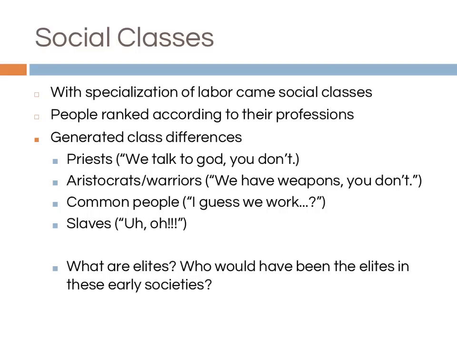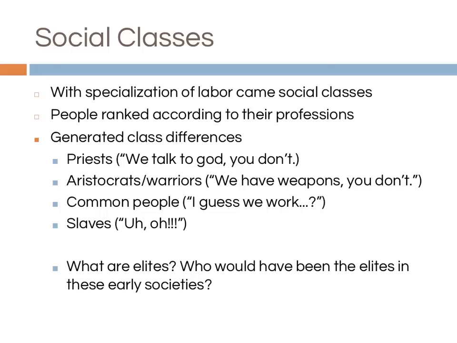So, for example, priests are generally at the top of the social structure in this time period because they can talk to the gods and ordinary people can't. Aristocrats or warriors control the weapons, other people don't. Aristocrats are people who own land, and that helps generate their wealth. Common people do the work, the manual labor. Slaves have nothing. In this time period, slaves are generally people who are captured as prisoners of war. Slavery in this time period is generally not hereditary like we think of in United States history.